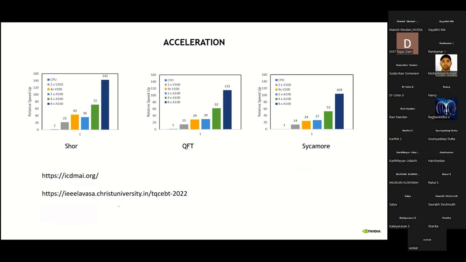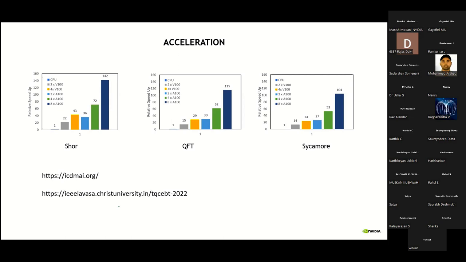So these are highly scalable algorithms with cuQuantum, and these results are published in the papers at two conferences. So what we see is for Shor's algorithm, we get around 142x speedup in comparison to the CPU-only algorithm. Similarly for QFT, 115x, and for Sycamore, 104x. So almost more than 100x speedup.